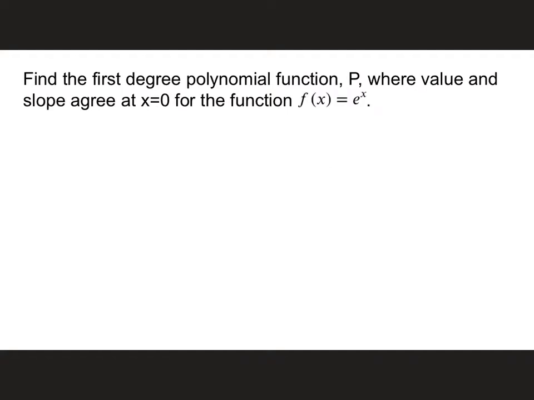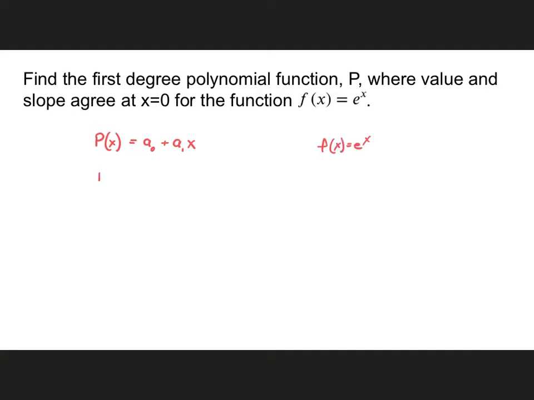So we're going to find the first-degree polynomial function p where the value and slope agree at x equals 0 for the function f of x equals e to the x. So first of all, let's see what p of x will look like. P of x, being a first-degree polynomial, will have some constant term, and then it will have a value times x. So it's essentially a linear equation. I am using a sub 0 and a sub 1 to denote m and b instead of using m and b, for reasons when we get to bigger polynomials. And again, we're comparing that to the function f of x equals e to the x.